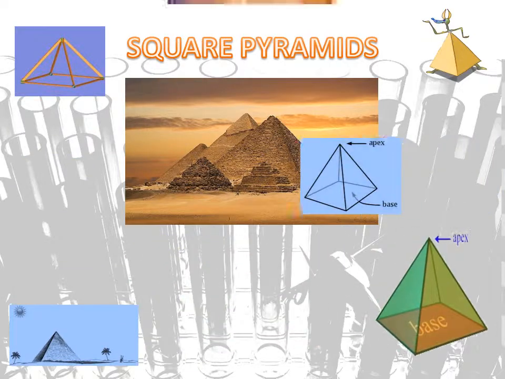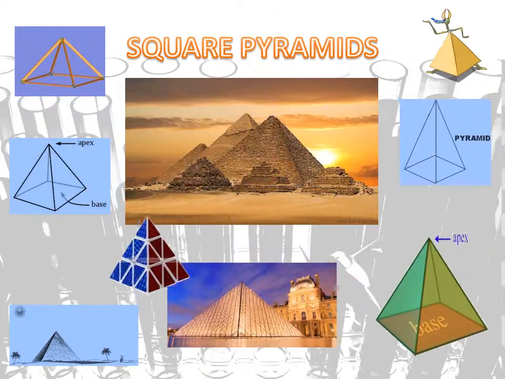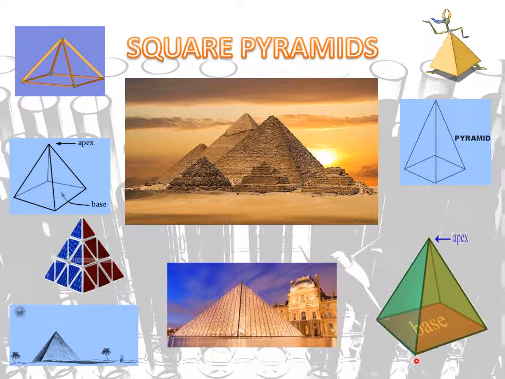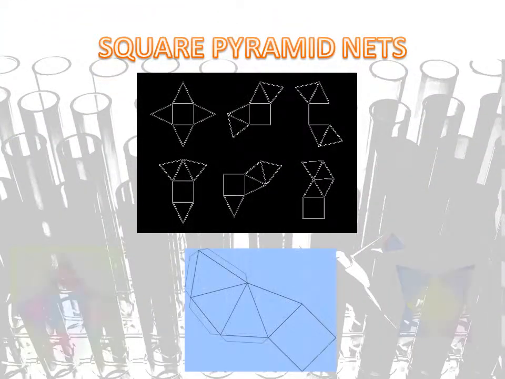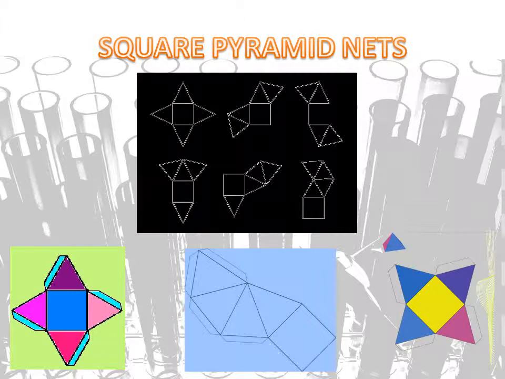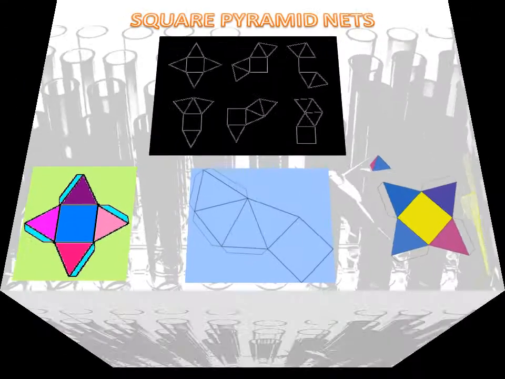Square pyramids. Here are some examples of square pyramids. Note how the base of the pyramid is a square and all the sides of the pyramids are triangles which lead up to the apex of the pyramid. Some famous square pyramids include the pyramids of Giza or the Louvre in Paris. Here are some examples of square pyramid nets.